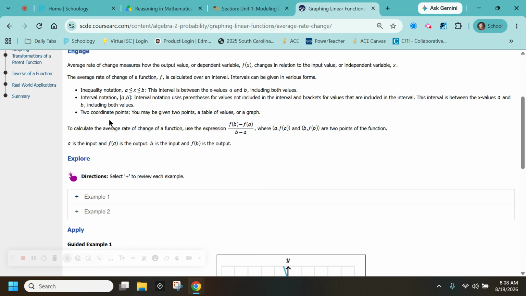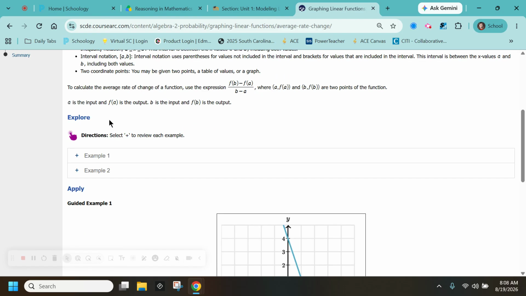So for coordinate points, you may be given 2 points, a table of values, or a graph. To calculate the average rate of change of a function, we use our slope formula, or this expression, f of b minus f of a over b minus a. That is the same thing as y2 minus y1 over x2 minus x1, where a and f of a and b and f of b are the 2 points of the function. So again, using the slope formula, just written slightly differently.